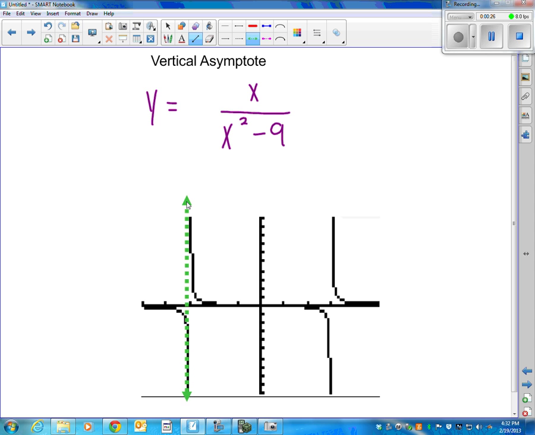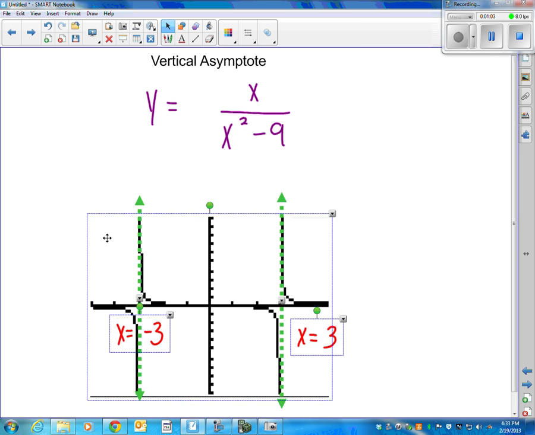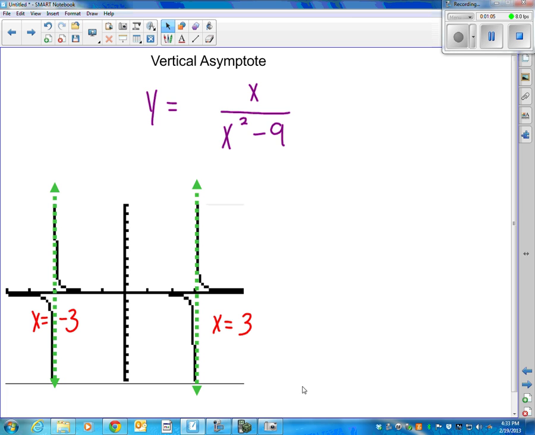There are two vertical lines on here that our graph will never ever cross. It gets really close to them, but it never actually crosses these two values. One of them is here at positive 3, and the other is at negative 3. And when you write the answers, you'd say x is equal to 3 and x is equal to negative 3. So graphically, it's very easy. We just type it in and visualize or write down where the graph crosses the x-axis.